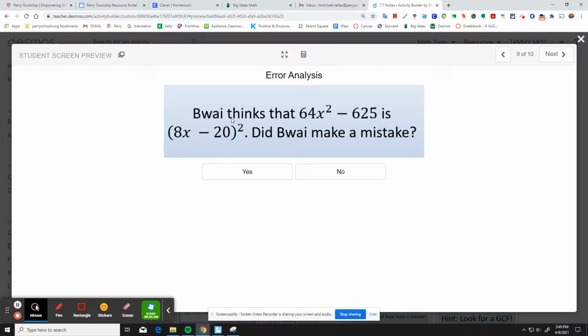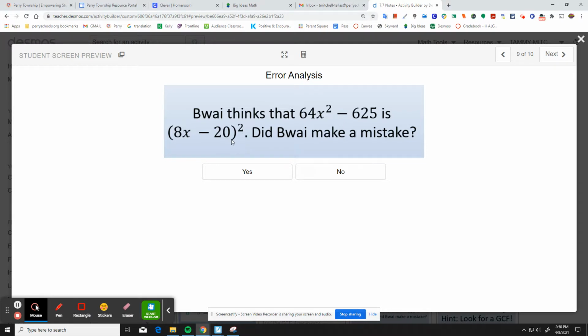Okay, so boy thinks that 64x squared minus 625 is 8x minus 20 squared. Did boy make a mistake? Let's think about this for a second. So the first thing we would do if we were solving this is take the square root of both of these. So the square root of 64 is 8, so that's right. The square root of x squared is x, that's right. But the square root of 625 isn't 20.